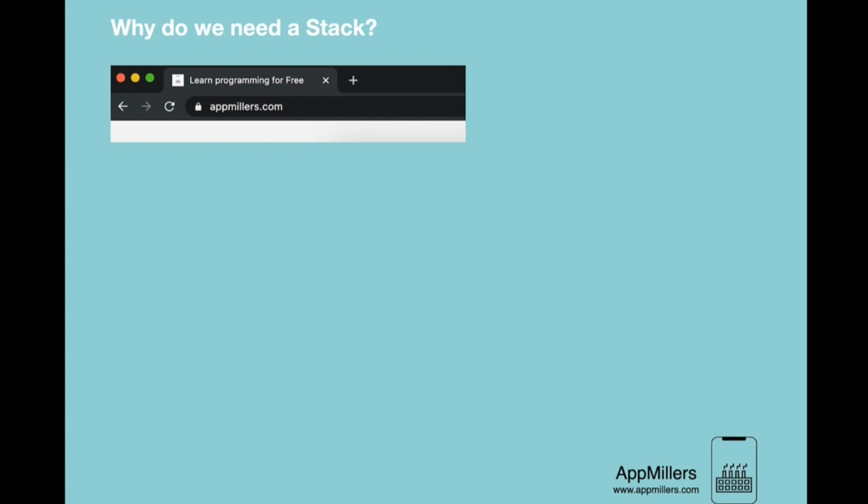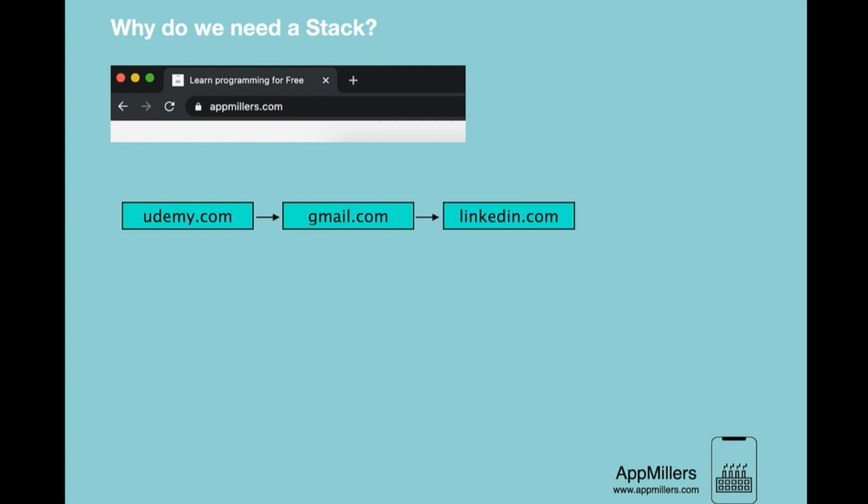So here we have a browser and there is a back button on it. The way that back button works exactly follows the same principle of stack. So let's see, today first I browsed udemy.com. Then I checked my email using gmail.com. Then from email I saw that there's a notification from LinkedIn, so I visited LinkedIn. And finally, I visited my own website which is called appmillers.com.